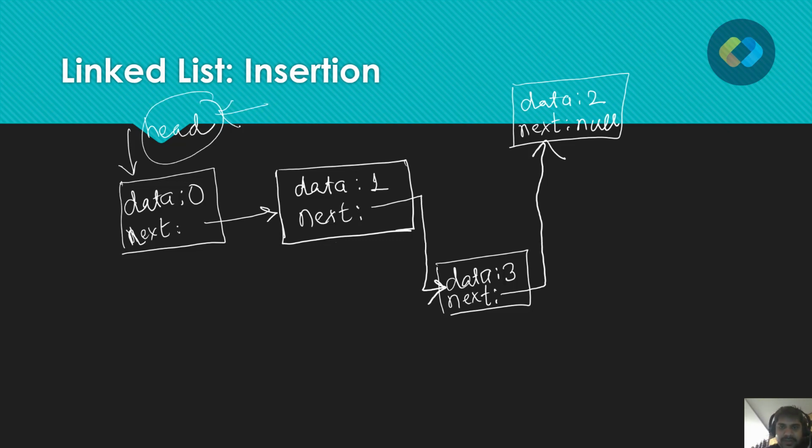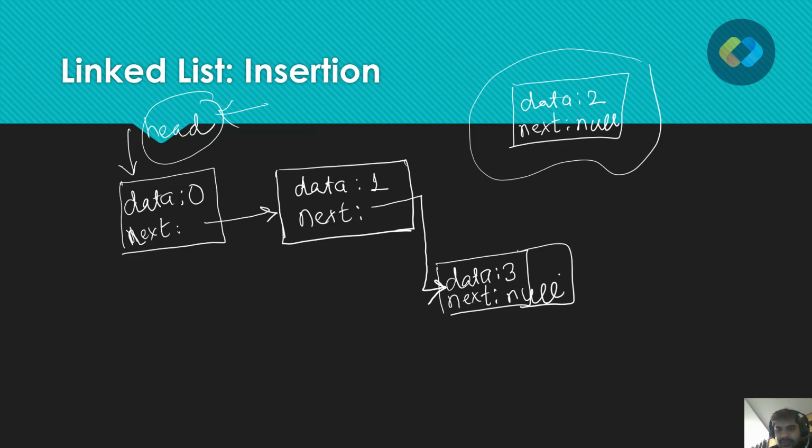Cool. So this is the basic insertion. Now let's discuss the deletion part. Suppose I want to delete some node. Suppose I want to remove the last node. If I want to remove the last node, what I have to do is make this null, right? So if this is null, that means we are not pointing to this node, right?